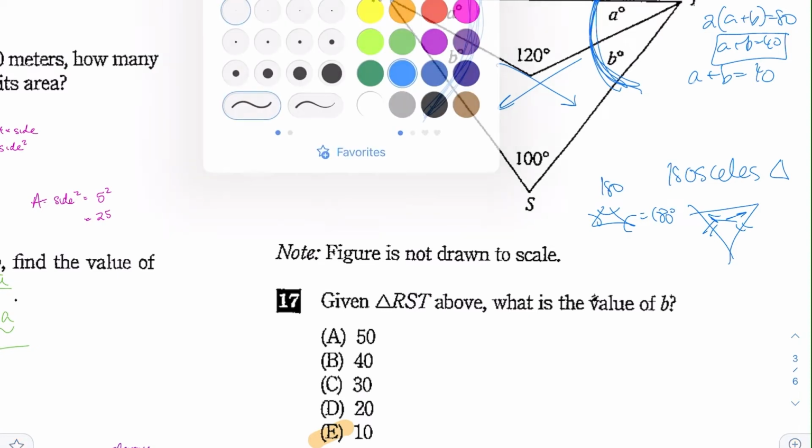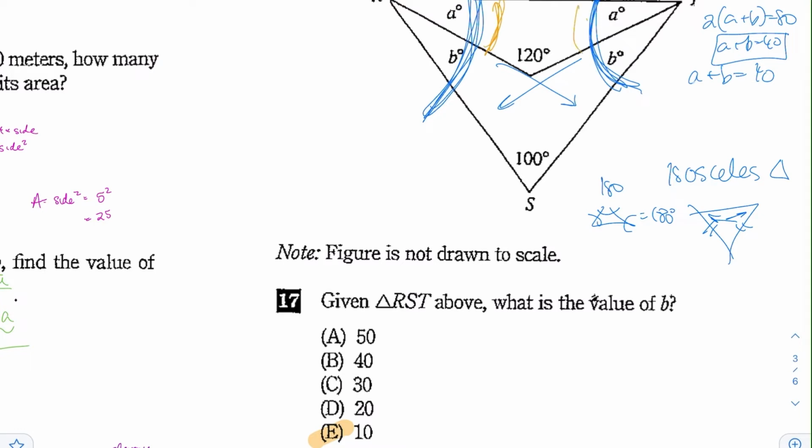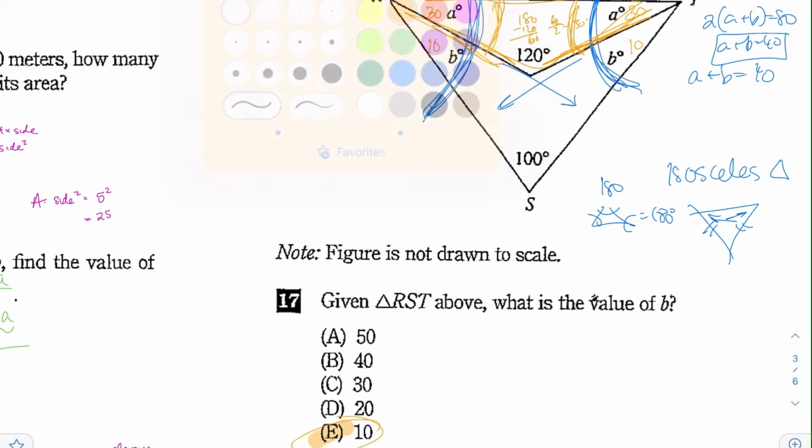Now we can do the same thing for this triangle here with these two base angles. So that's going to be 180 minus 120, or 60, and 60 divided by 2 is equal to 30. So the A has to be equal to 30, and then that means that B has to be 40 minus 30, or 10. So to figure out the value of angle B, it's going to be choice E, 10 degrees. So here you have to use the fact a triangle adds up to 180, and isosceles triangles have two angles equal.